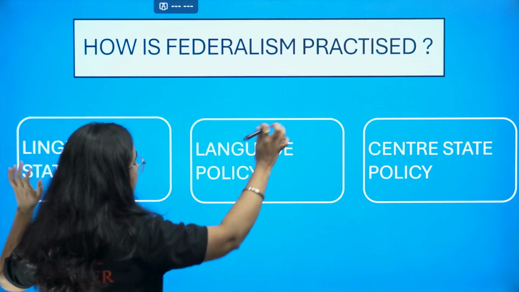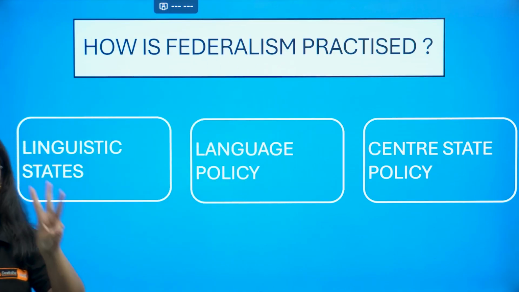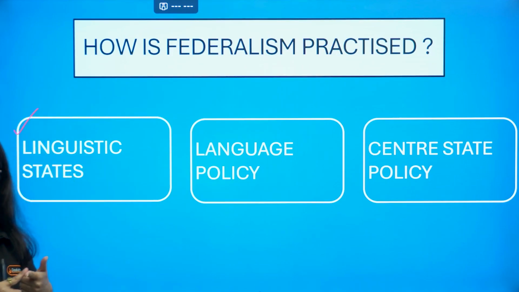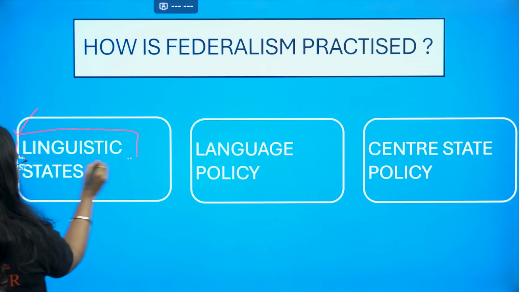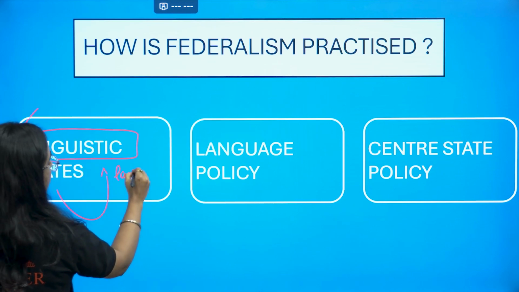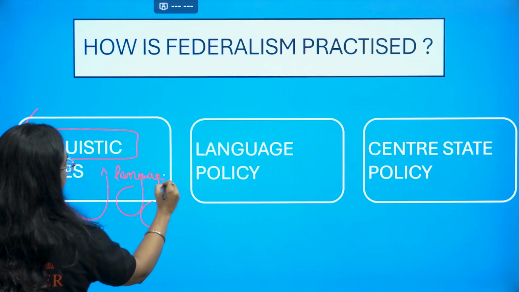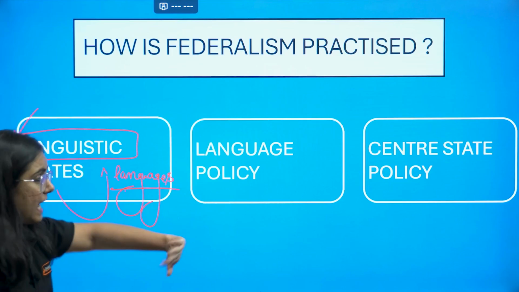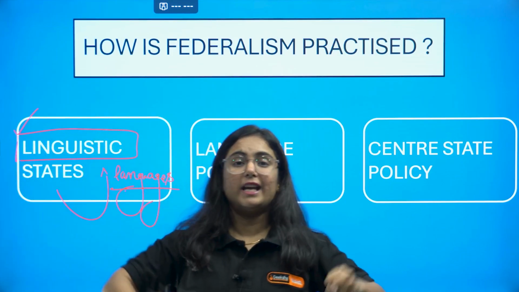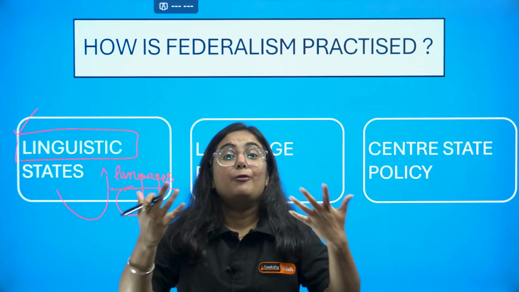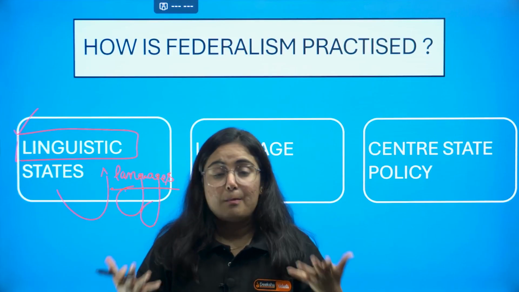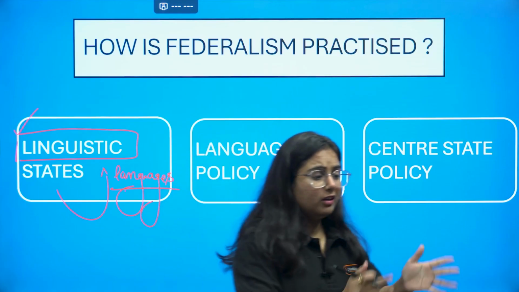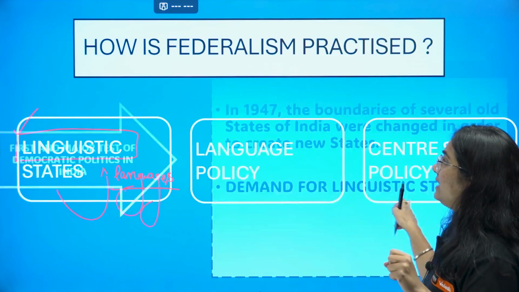How is federalism practiced? Because after independence, 3 tasks were there in front of the leaders, that is formation of linguistic states. Okay, I'm writing here linguistic state, that means states on the basis of languages. Get my point? To frame a language policy for the nation, and the last one is the center state policy, which is very, very important, because federalism is only formed when powers are being balanced between the center and the state government. Okay, so we will talk about them one by one, and I want you to understand it thoroughly.